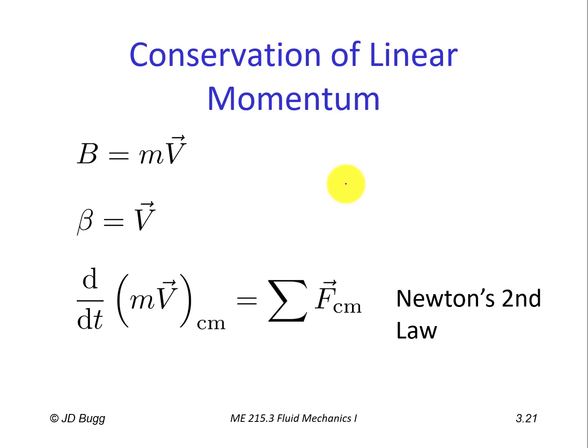And again, remember, both sides of this equation are vectors. Momentum on the left, forces on the right. So when we're accounting for all of these forces acting on our control volumes, we need to pay careful attention to what direction those forces are acting. So these are the three things we need to identify to prepare Reynolds Transport Theorem for conservation of linear momentum.